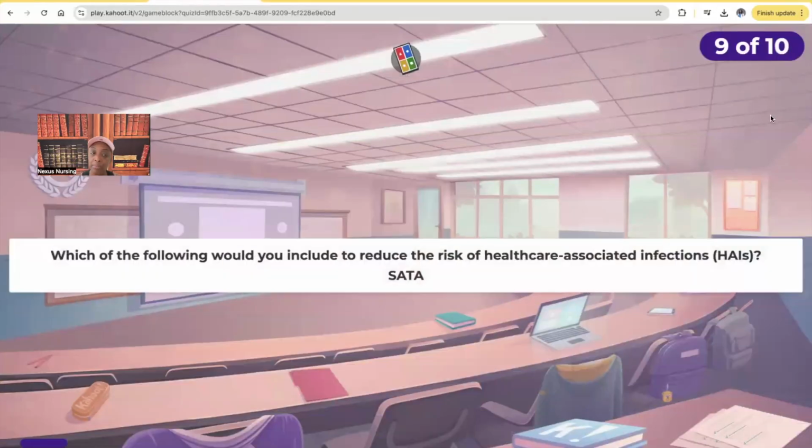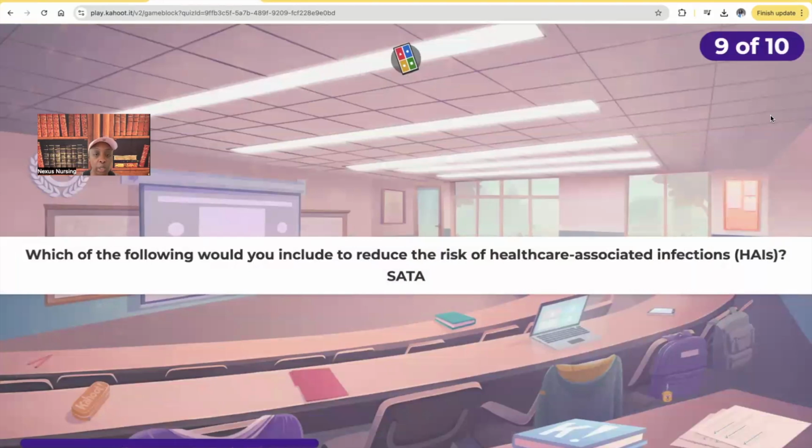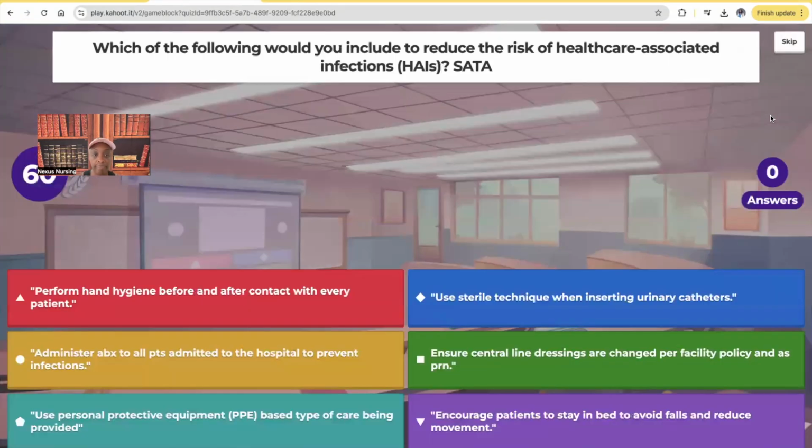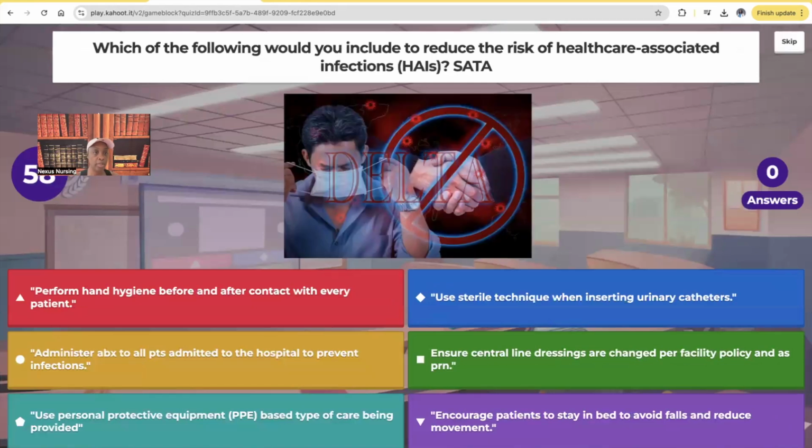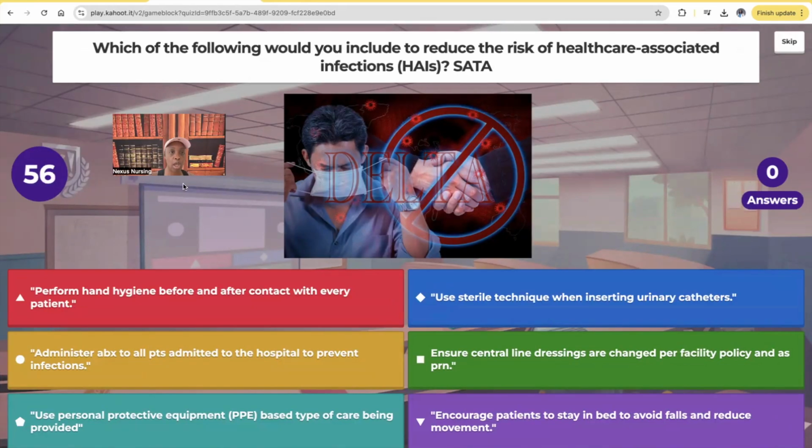Select all that apply. Which of the following would you include to reduce the risk of healthcare-associated infections? Healthcare-associated infections, these are infections caused by microorganisms within the healthcare setting.